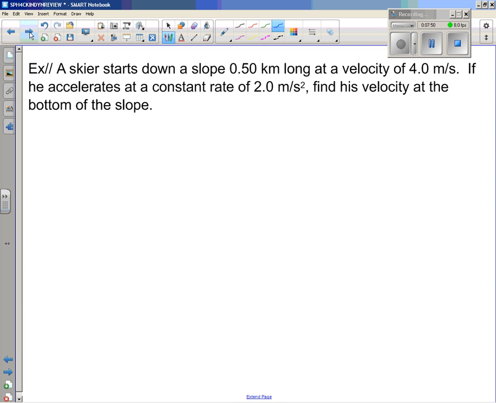Let's try another one. A skier starts down a slope of 0.5 kilometers. That's obviously a distance, 0.5 kilometers. At a velocity of 4 meters per second. I know that's a speed, but I'm gonna wait and see if that's a V1 or V2. If he accelerates at a constant rate of 2 meters per second squared, it says accelerates and it says meters per second squared, that tells me that it's acceleration. Find his velocity at the bottom of the slope. So it wants me to find the velocity when he gets to the bottom if he's accelerating. So it's looking for a final velocity if he starts at that velocity right there. All right, so I've got D, A, V2, and V1.